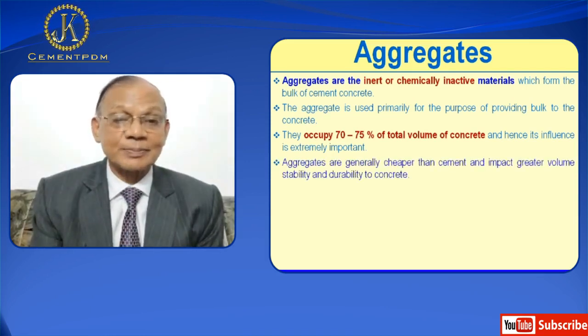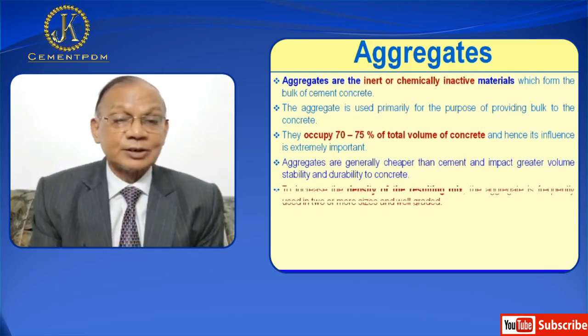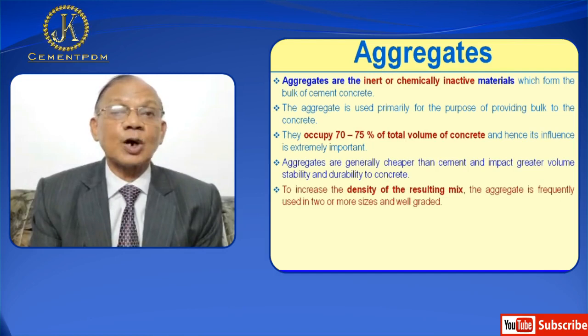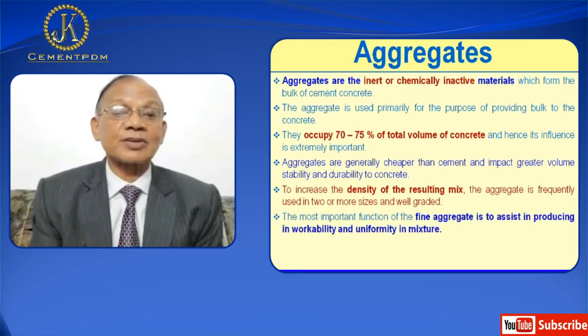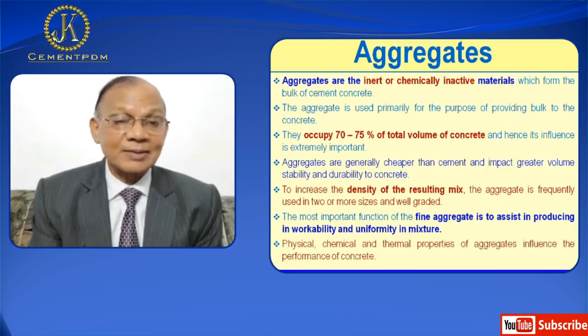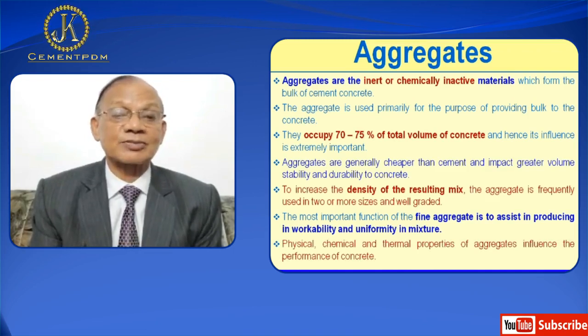Aggregates are generally cheaper than cement and impart greater volume stability and durability to concrete. To increase the density of the resulting mix, the aggregate is frequently used in 2 or more sizes and well graded. The most important function of the fine aggregate is to assist in producing workability and uniformity in the mixture. Physical, chemical, and thermal properties of aggregates influence the performance of concrete.